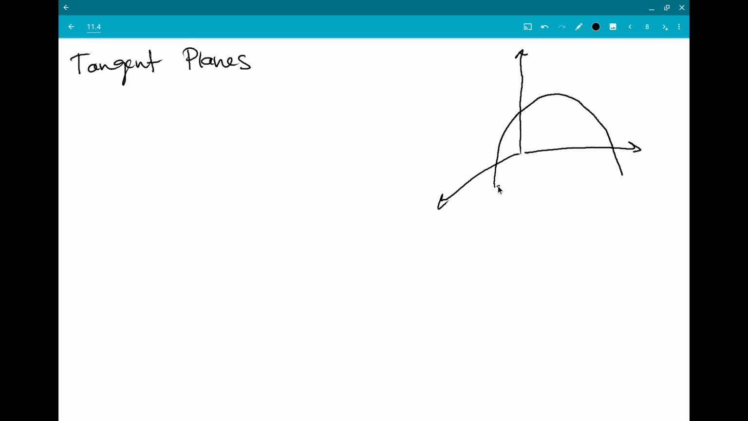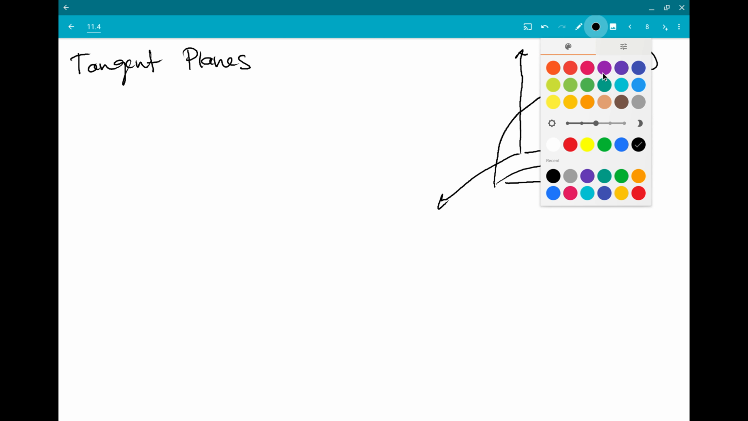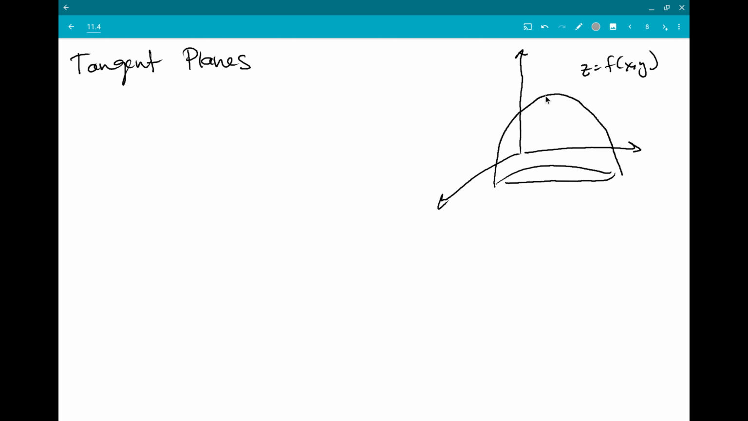So here's like a shape. Let's make it there. There's like a z equal to f of x, y. And you should remember that we talked about, there we go. I feel like I'm getting better at these shapes with the little stylus thing.